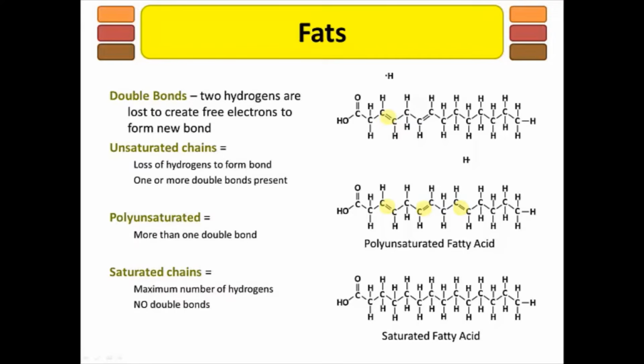So remember, unsaturated simply means that there are one or more double bonds in a chain, and saturated just means that there are no double bonds in the chain.